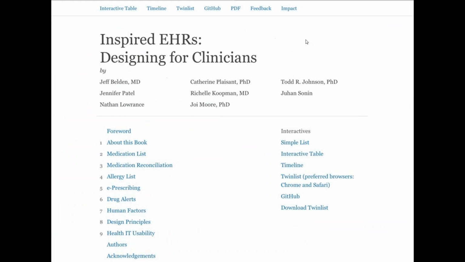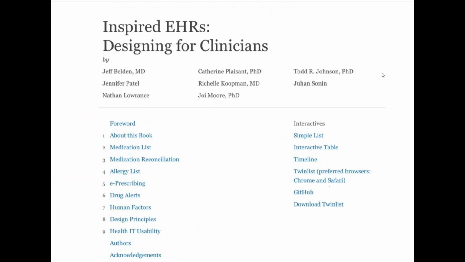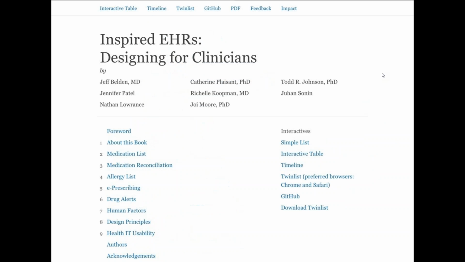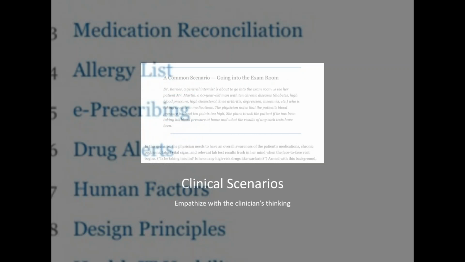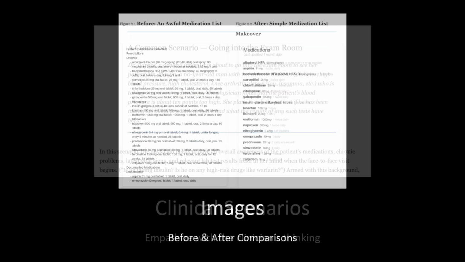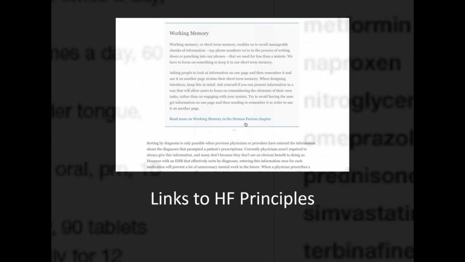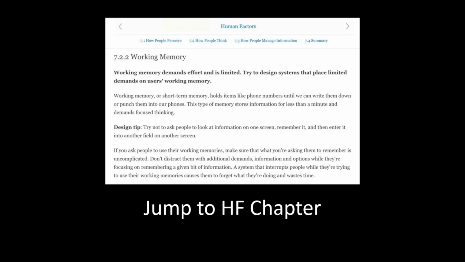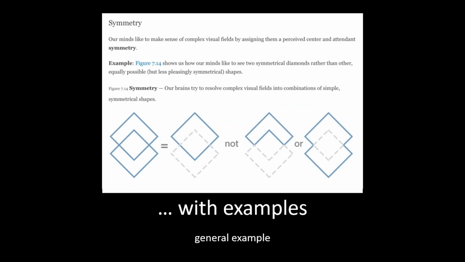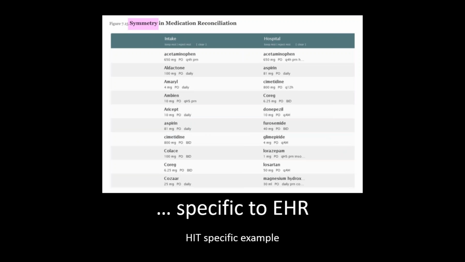A lot of this comes from this ebook, which is free, that Jeff is the lead author of, and Dr. Plaisant and I are co-authors on it, called Inspired EHRs: Designed for Clinicians, that looks at a lot of the parts of the chart that we use and the tests that we do. It has clinical scenarios, it has images, it has links to human factors principles, along with whole human factors chapters with examples that then link back to EHR tasks.